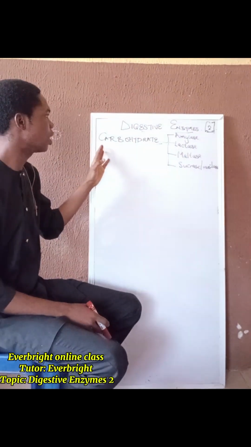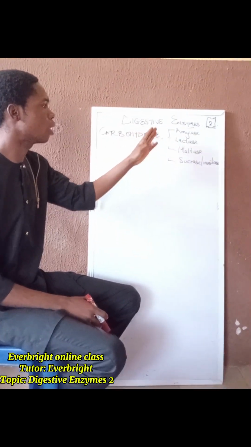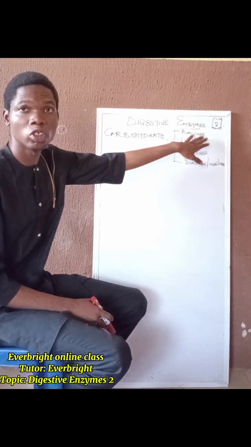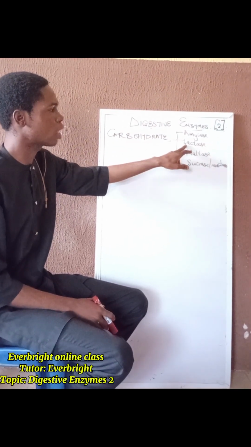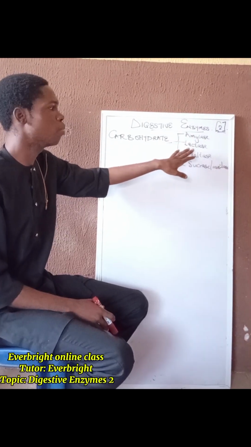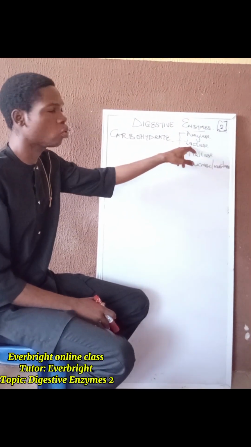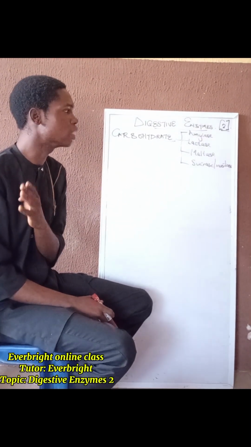We have discussed earlier the breaking down of carbohydrates, and I told us that carbohydrates are broken down by a series of enzymes. For example, amylase, which is the major enzyme, we have the salivary amylase and the pancreatic amylase. I told us that lactase too is an enzyme that helps us to break down disaccharides, a particular disaccharide known as lactose, and it will break down lactose to glucose and galactose.